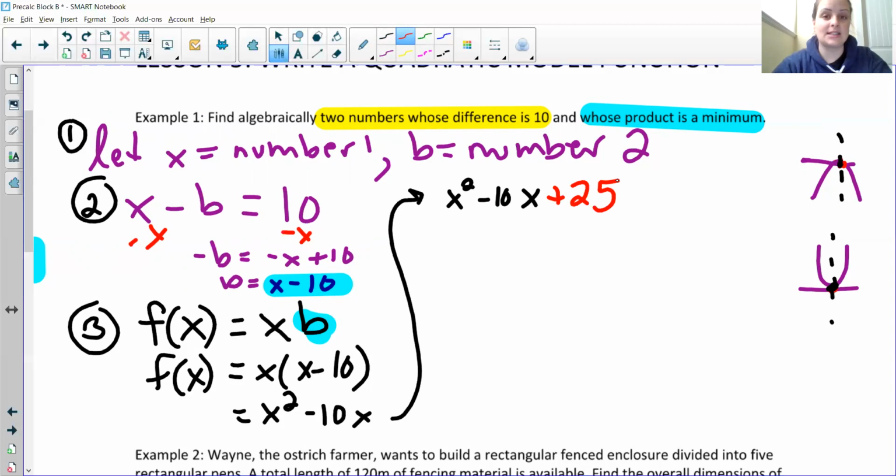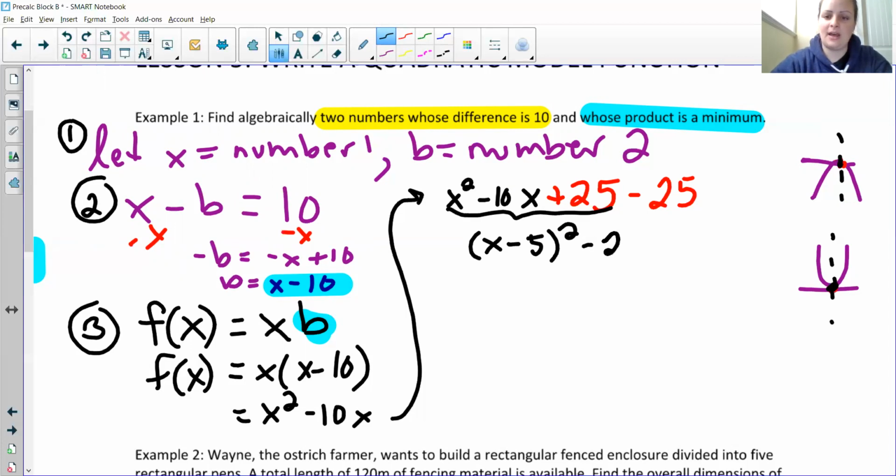We can't willy-nilly just add 25 to this function. We can only add things in zeros and multiply things in ones. So I'm going to subtract 25 too. So then I'm going to rewrite this as (x minus 5) squared. So the first 3 terms became that part, and it's minus 25. Okay. So this is a function of x, f of x equals (x minus 5) squared minus 25.